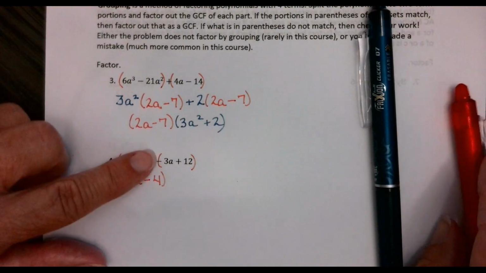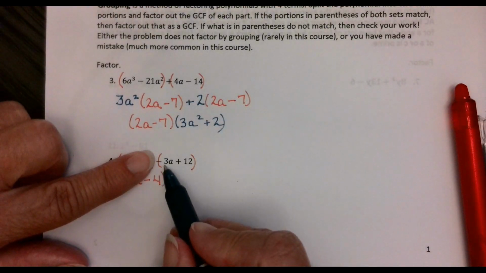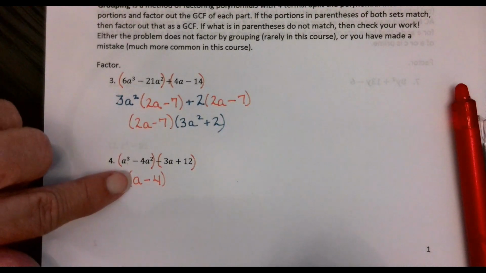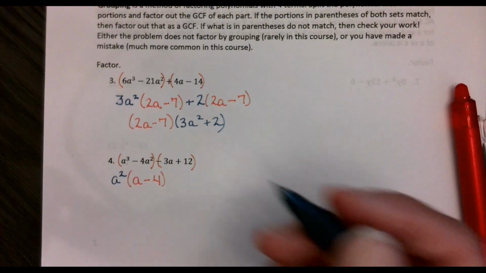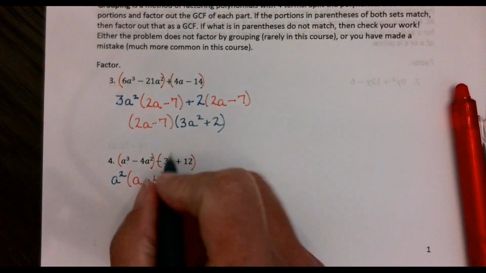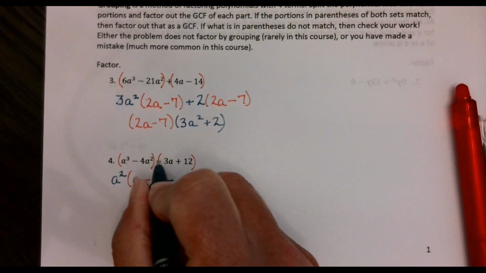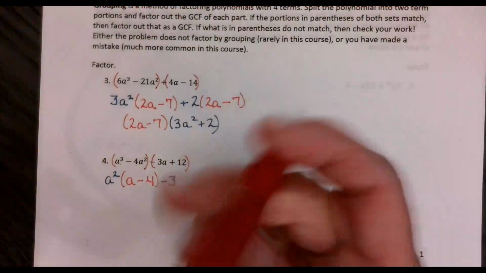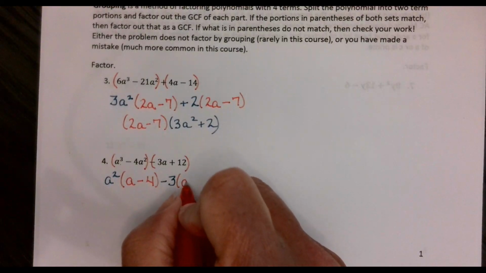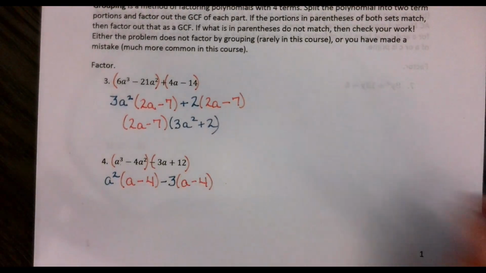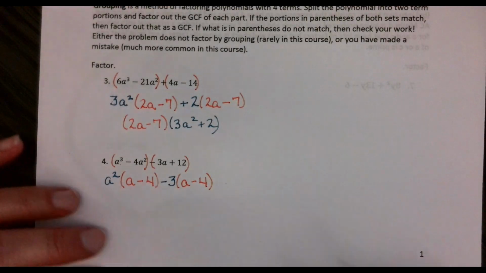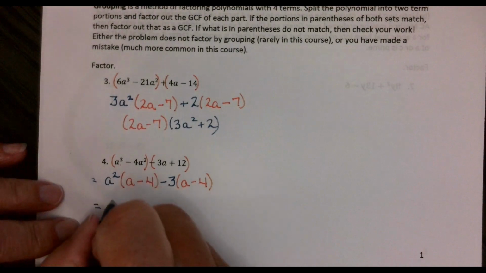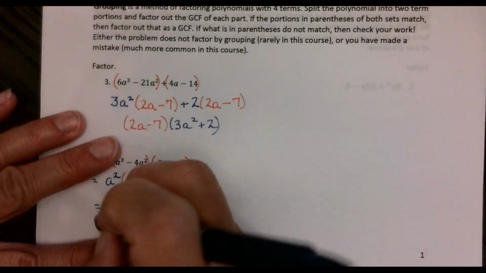Now, right here, when this is negative, remember we need to factor out a negative because of parentheses. In here, this can't lead with a negative sign. So the largest number that goes into 3 and 12 is 3, but because this is negative, I'm going to factor out a negative 3, and I'm left with a minus 4. Now, what I'm going to do is pull out. You'll notice that both terms have an a minus 4. If they didn't match, we'd have done something wrong.